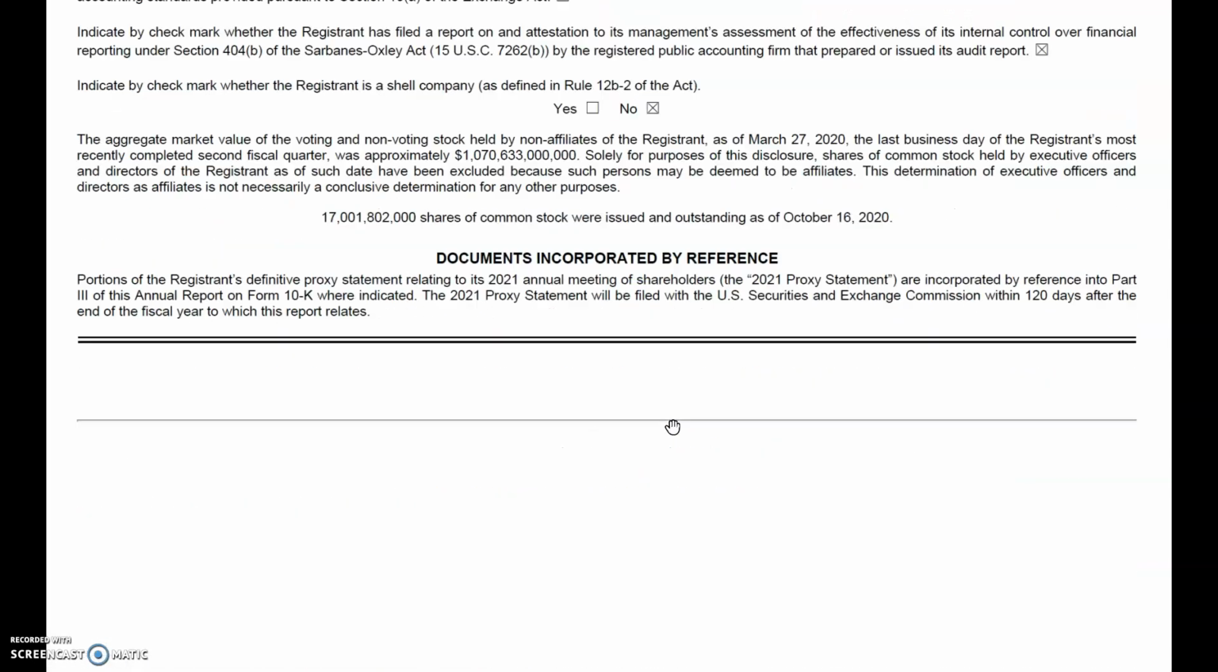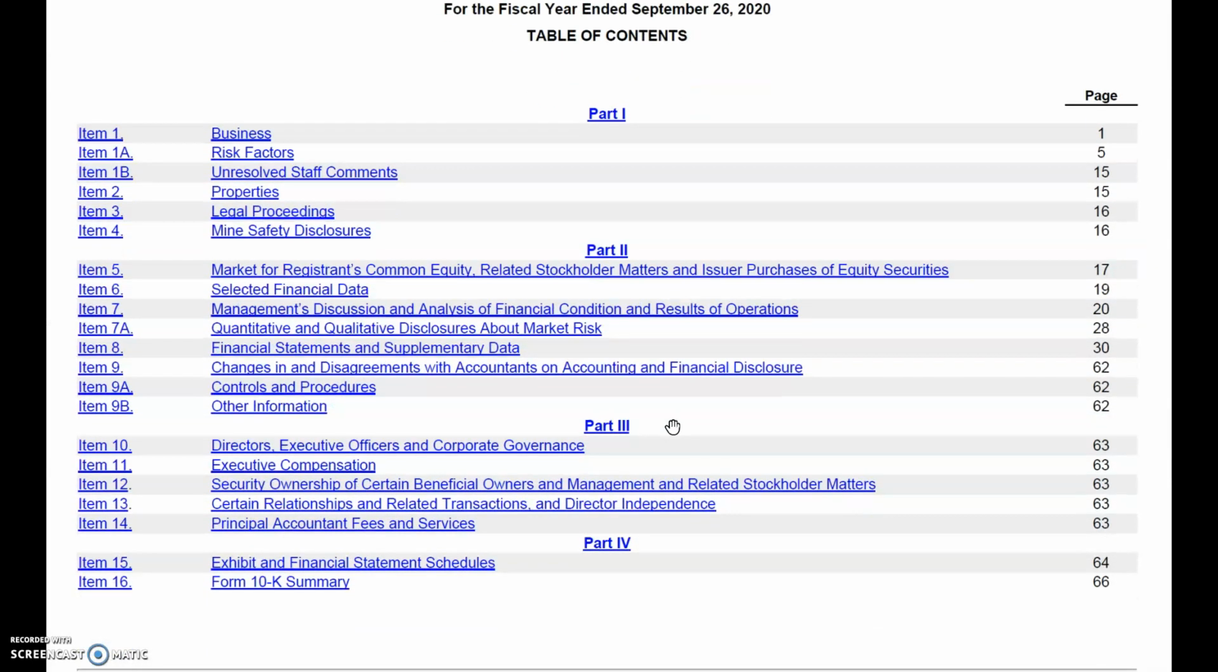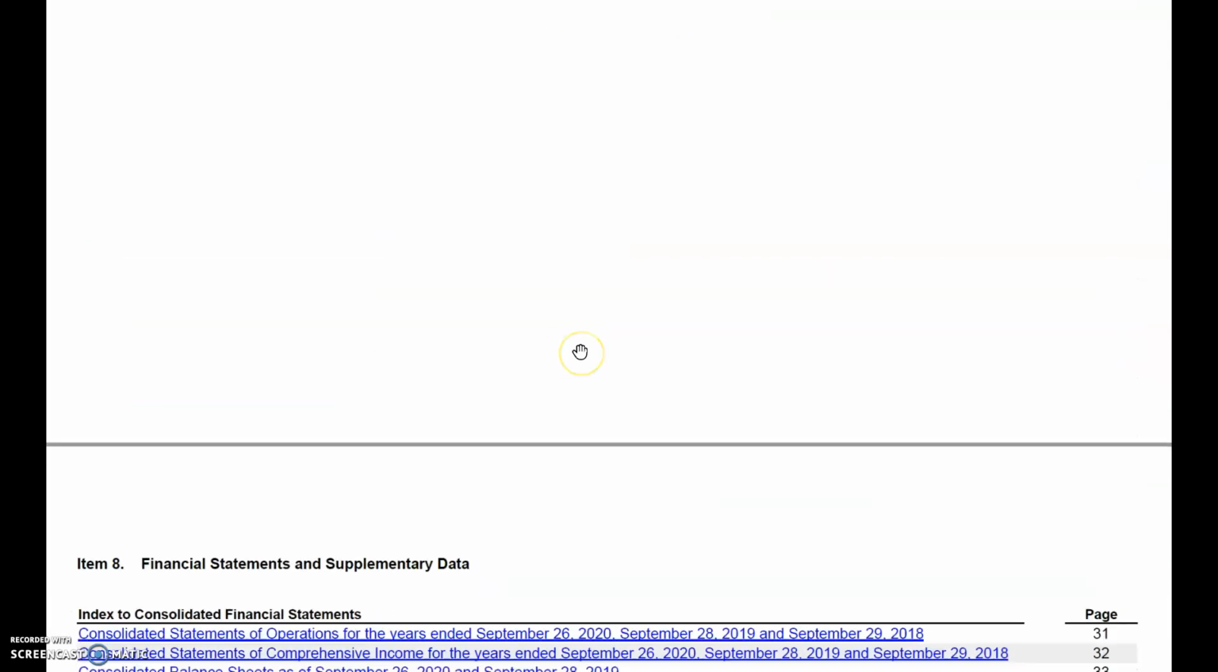And then if you scroll down, you can get to the table of contents. And so here's that management's discussion and analysis of financial condition and results of operations that's talked about in the chapter. And by the way, you can just do an internet search to find this. It's available to anyone. We're going to be going to the financial statements and supplementary data to do our financial analysis. So I'm going to go right there.